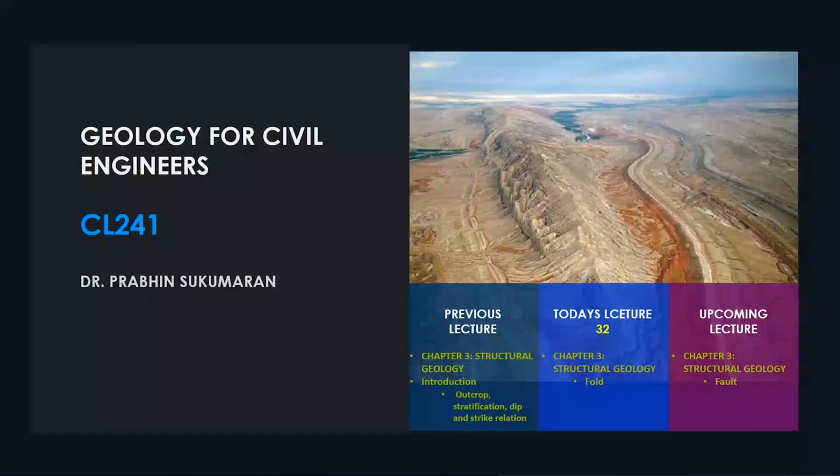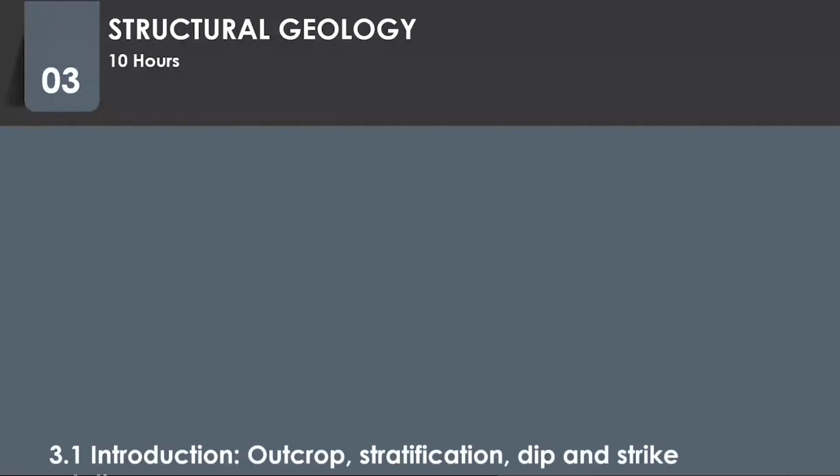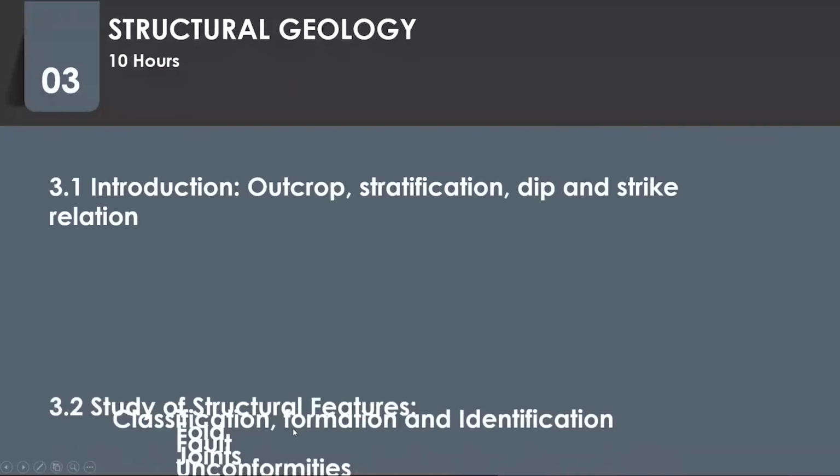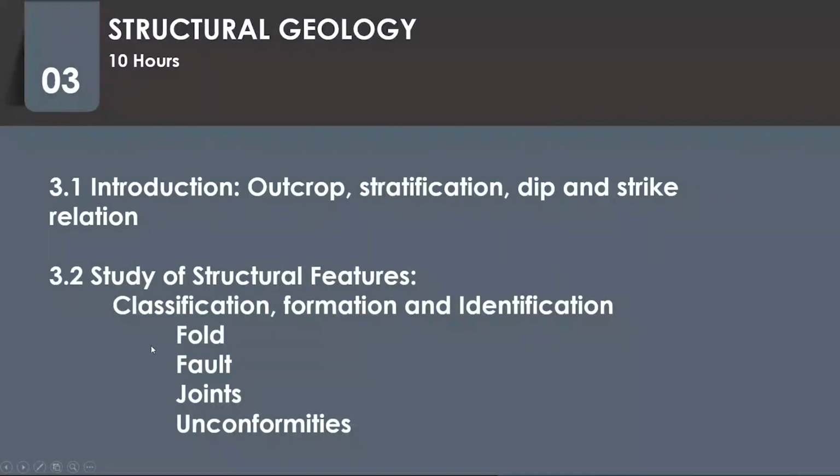Today, we are going to discuss the structural features that we can see on the surface, the fault. We hope by the end of the session you will be able to understand what a fault is, how it can be identified in the field, and how a civil engineer can utilize this information for designing the structure or deciding the structural characteristics of the construction.